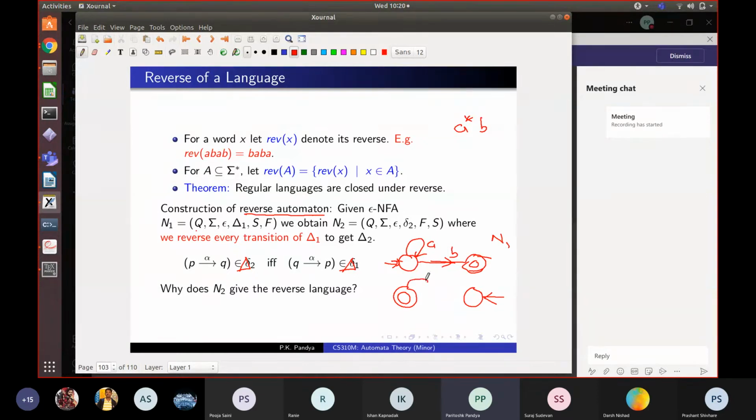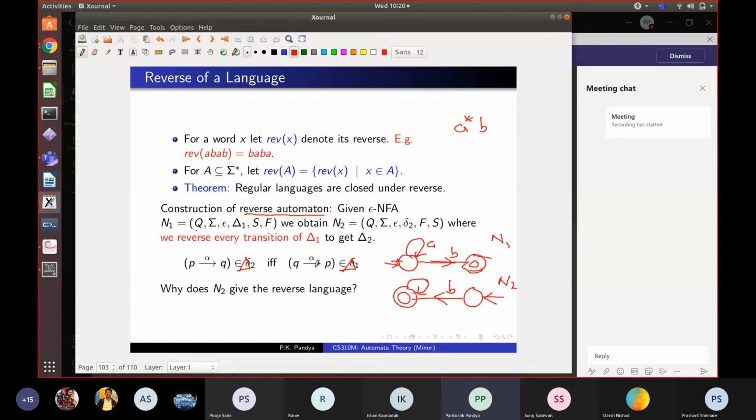And my transition, since I was going from this state to itself, if I reverse the source and the destination of the arrow, I get the same arrow. Here the B will go in the other direction, because the arrow is going this way. Now in the reverse automaton N2, I will have this. So this is my reverse automaton by this construction. Is the construction of the reverse automaton clear?